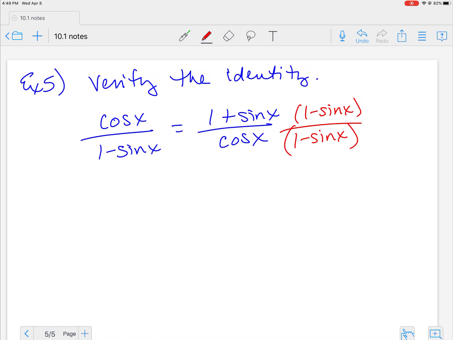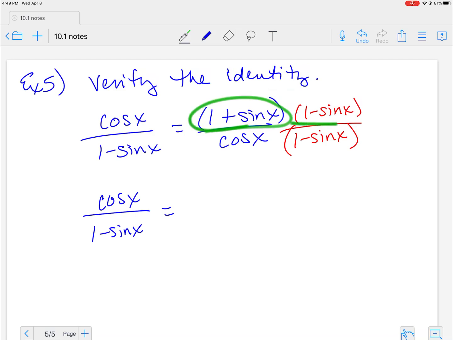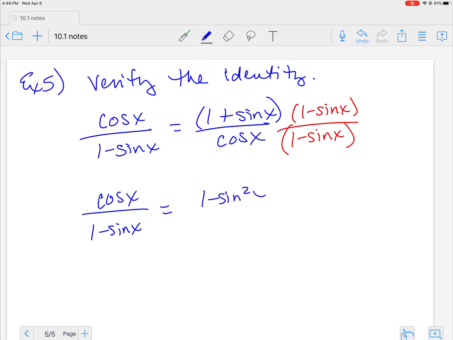So I'm actually going to work this side, and I'm going to multiply by one minus sine over one minus sine. So that's a common technique that's used whenever you go through and you work these out, especially since it's already in terms of sine and cosine. The strategy is to put in terms of sine and cosine, because if you try to put in terms of something else, then that's where it gets funky. So I'm not going to touch this left side.